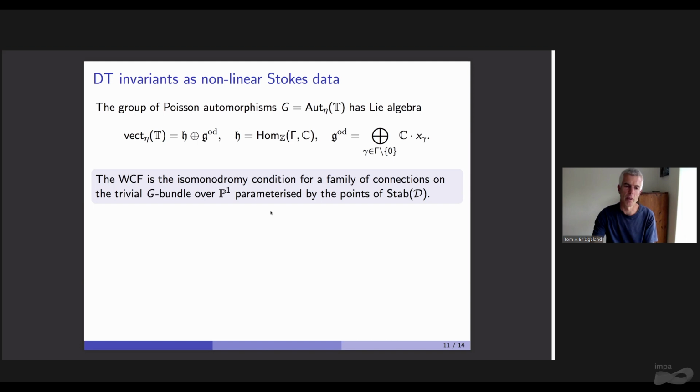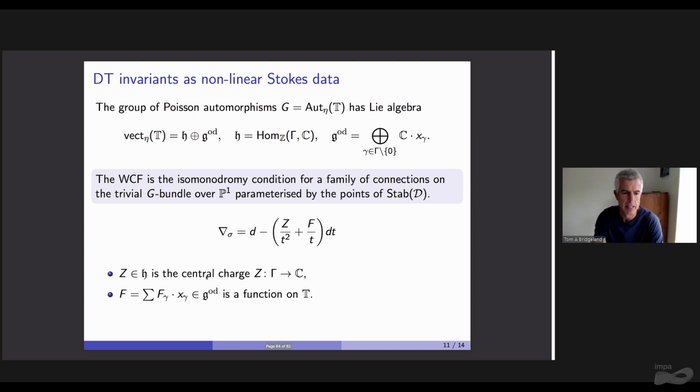So what you should think about is some family of connections with values in this group. So you take trivial G bundles over P1, T is the parameter on P1, and Z and F are elements of this Lie algebra. Z is the central charge, and F is some function on T. And the point is, you don't really know what this function f is. You know the central charge, but you don't know what this function f is.